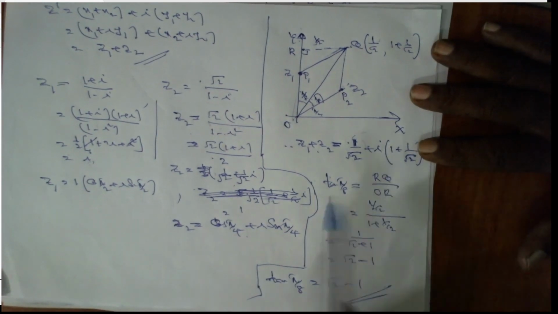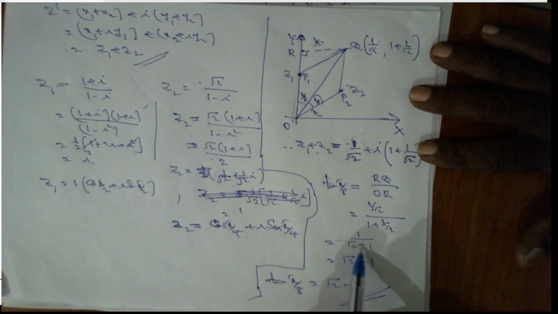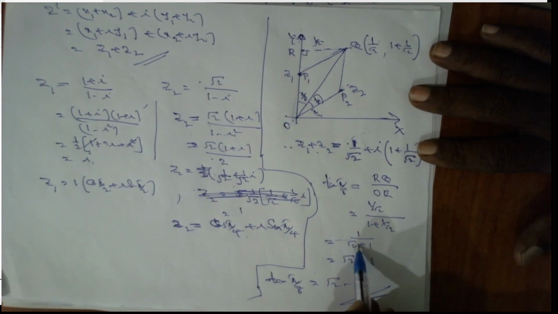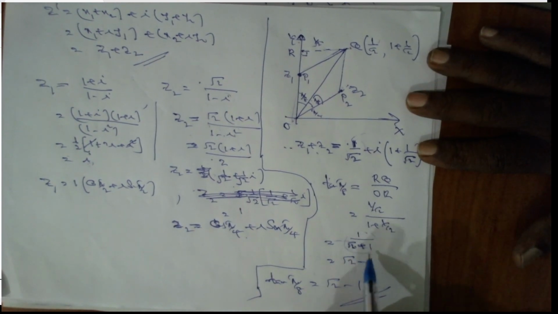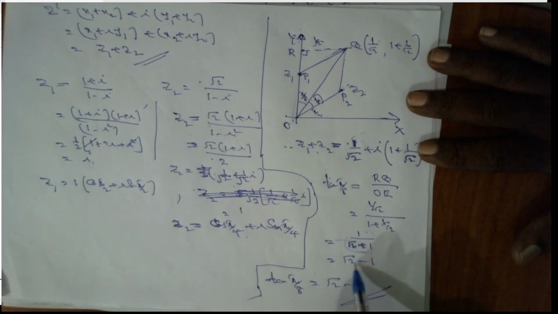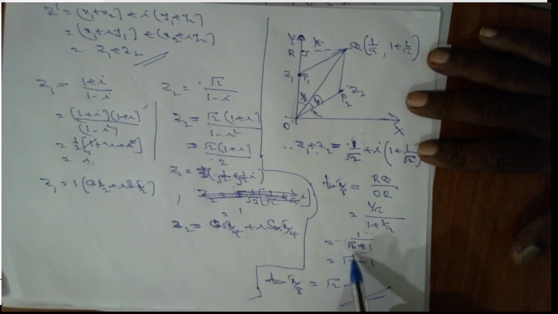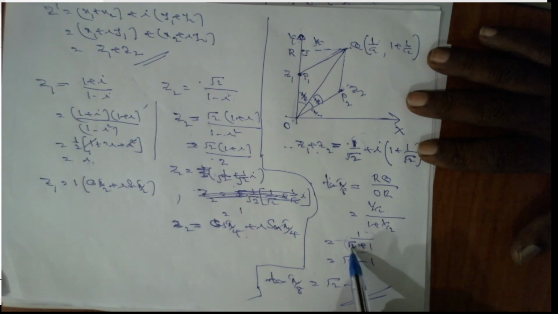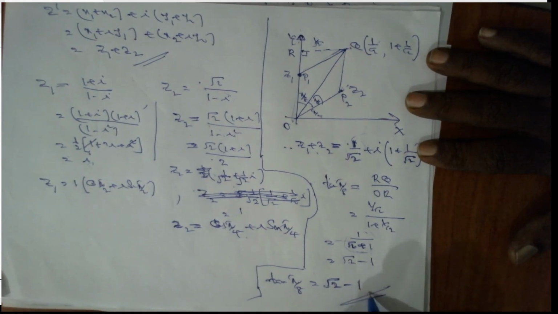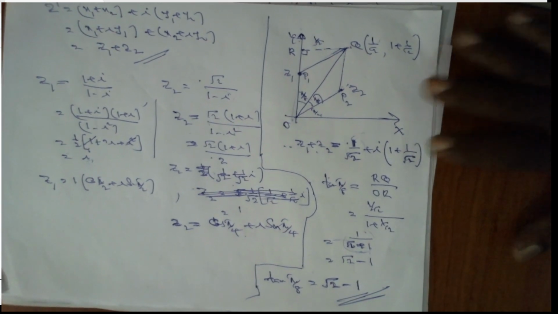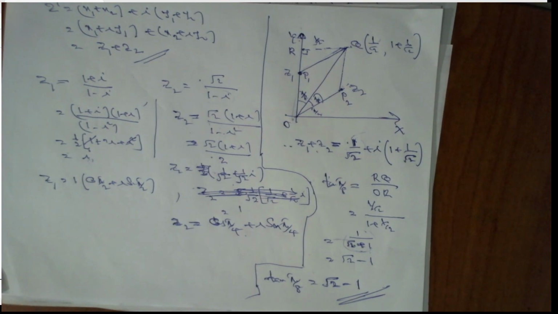You multiply top and bottom by root 2 minus 1. Not the conjugate, you are making the denominator rational. Then the bottom becomes 2 minus 1, which is 1. So this equals root 2 minus 1. Okay?